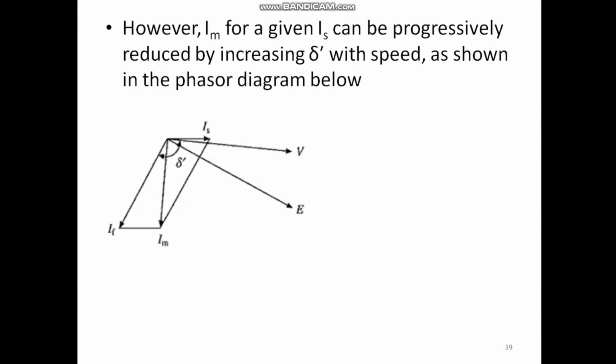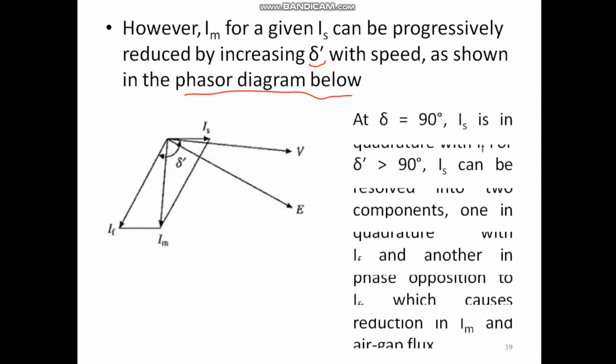However, Im for a given Is can be progressively reduced by increasing delta dash with the speed. Okay, so this is the corresponding phasor diagram. Since we have already drawn two phasor diagrams, drawing this phasor diagram should not be difficult for you. You can see when your delta is 90 degrees, Is is in quadrature with If.